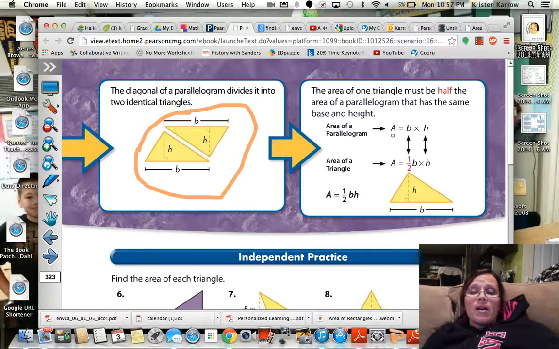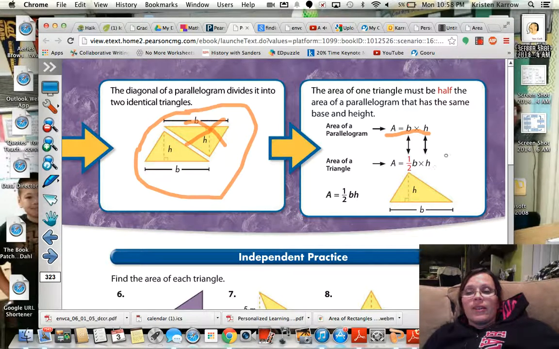If the area of a parallelogram is area equals base times height, the area of a triangle is simply going to be half that. If I need the area of this triangle, I take half of the area of the parallelogram, and that's going to be my answer. So when I write the formula for area of a triangle, it is area equals 1/2 base times height.